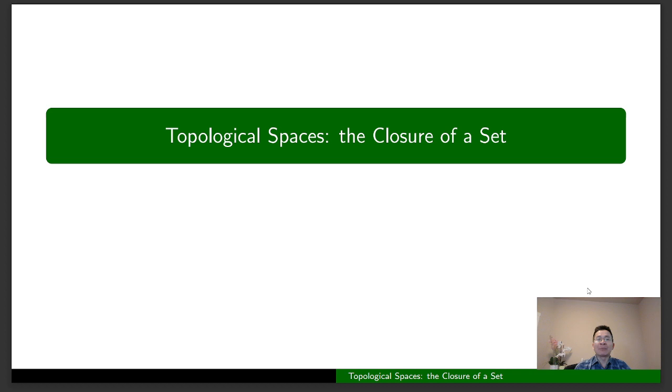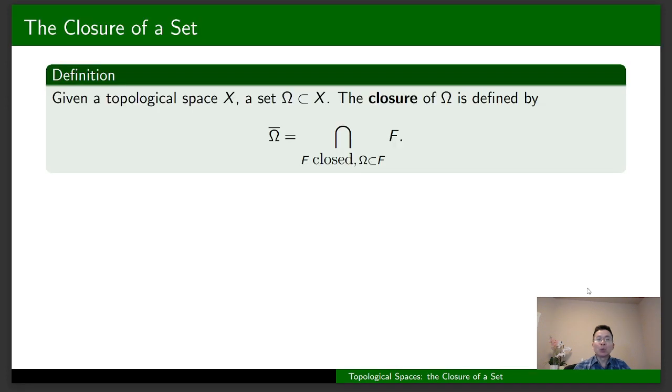In this video, I'm going to talk about the closure of a set in a topological space. So let's get started. We begin with a definition of the closure of a set. Given a topological space X and a subset omega of X, the closure of omega is defined as the intersection of all closed sets that contain omega. And this is the mathematical formulation.